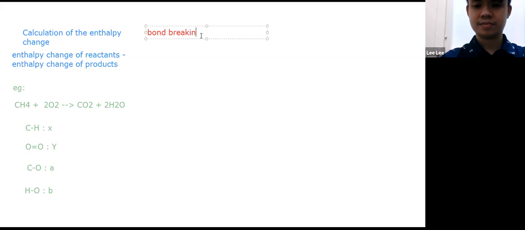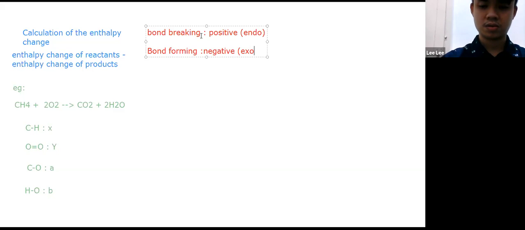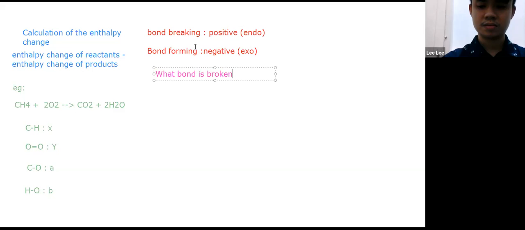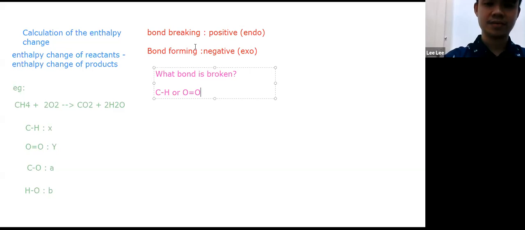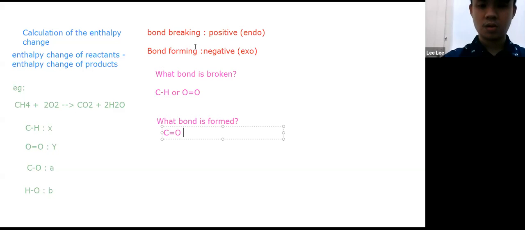For bond breaking, the value is always positive. This is the endo. For bond forming, the value is always negative. This is the exo. If the question asks what bond is broken, the answer has to be CH or O=O. If I ask what bond is formed, it is C=O, H-O. We don't write the compounds, so I have to write the bond that is being formed.